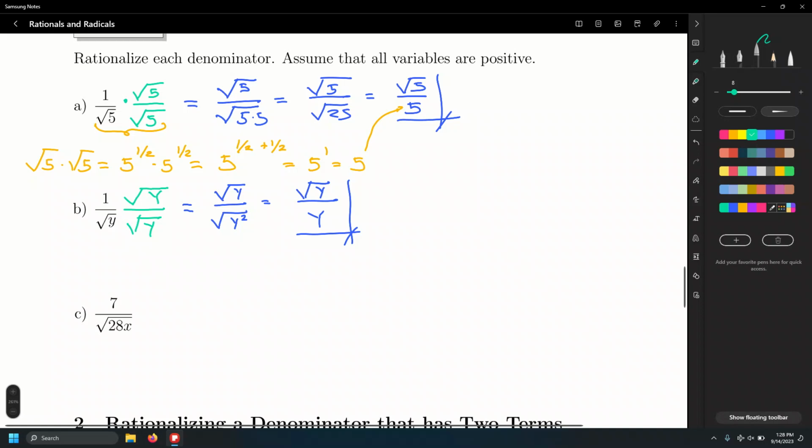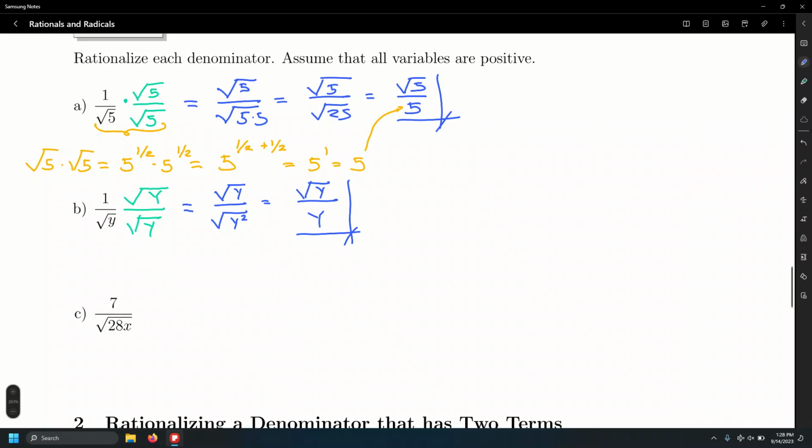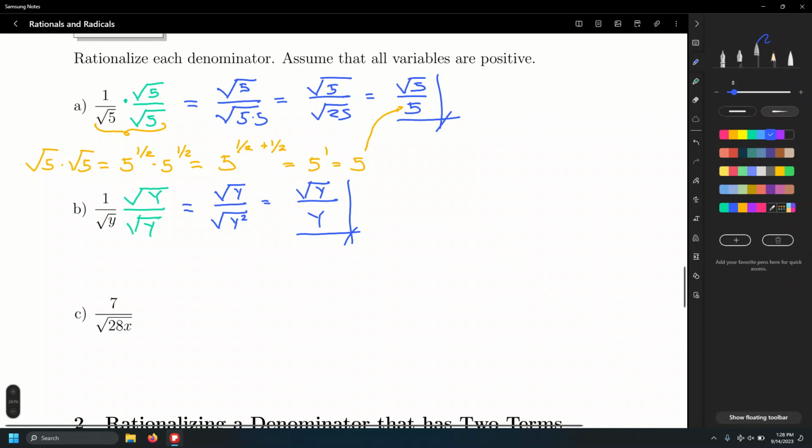Break up the number 28 as a couple of factors in a way that one is a perfect square. All right? Is it the case for the number 28? 4 times 7. All right? Break this up as 4 times 7. That'll give us the square root of 4 times 7x in the denominator, everything in the denominator of 7.